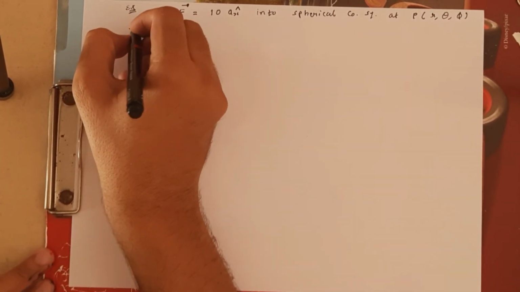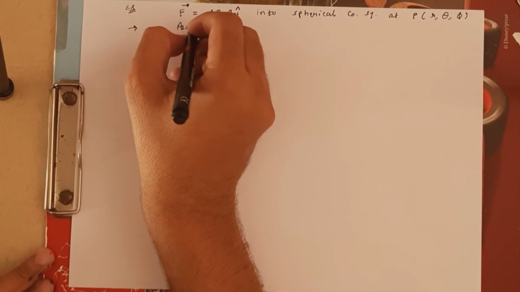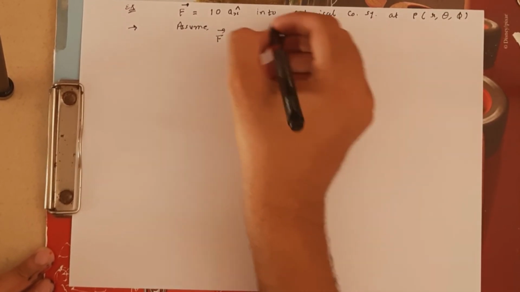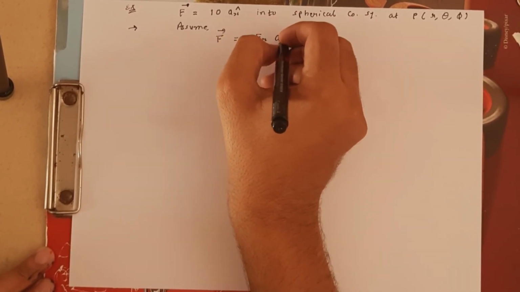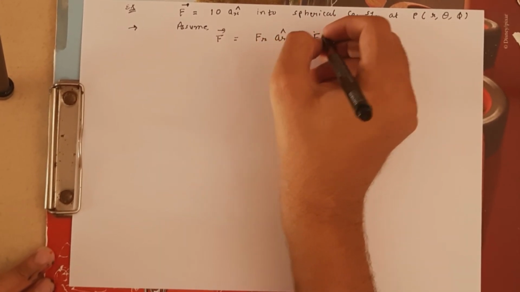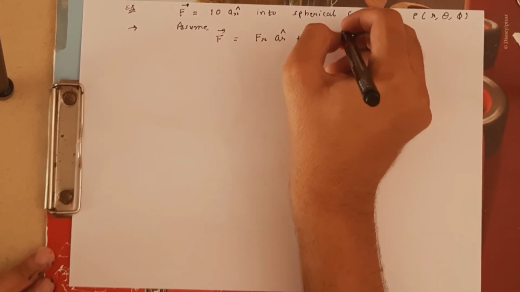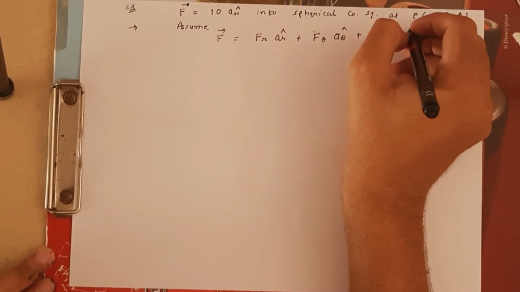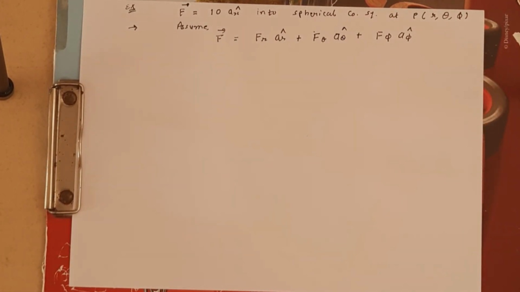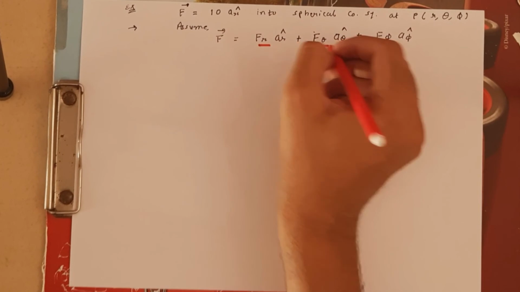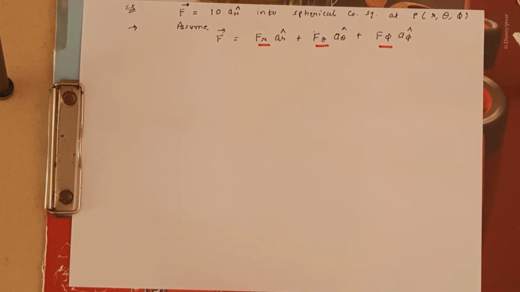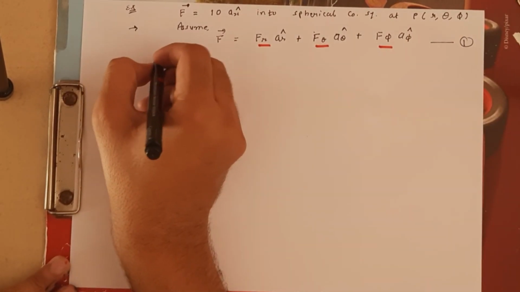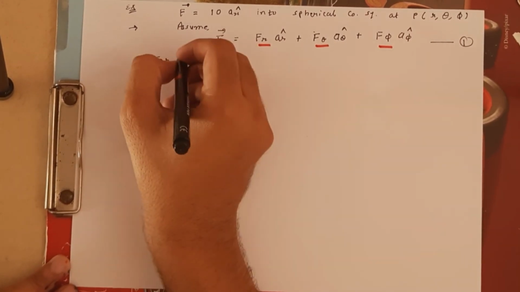Okay, so what do I have to do? First we have to assume F in the spherical coordinate system, which is F_R a_R plus F theta a theta plus F phi a phi. Now what we have to do? We have to find out the values of F_R, F theta and F phi. Then I have to put those values into my equation number 1.